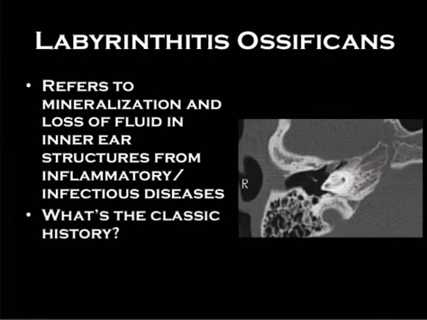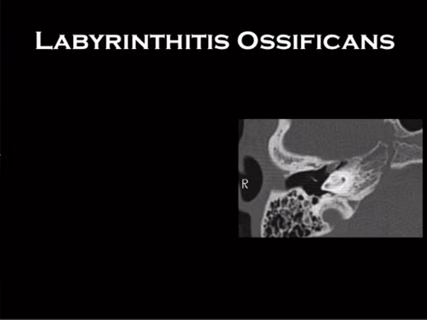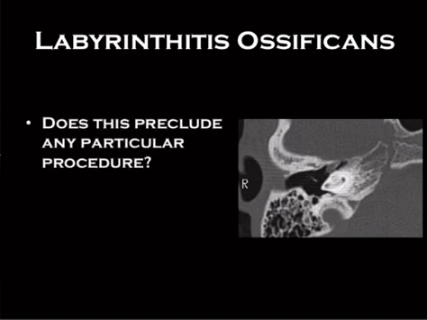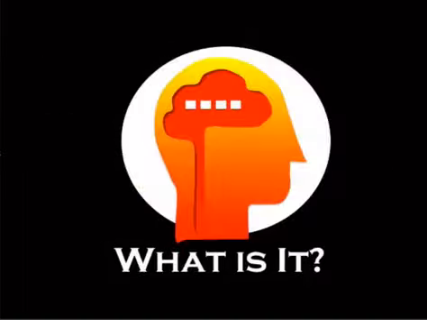So what's the classic history? Kid with meningitis. It's almost always a kid with meningitis that ends up with this. Now, are they screwed from any particular procedure that might be used to treat deafness? Yes. Cochlear implant. When you do cochlear implant workups, this is one of the things they're looking for.